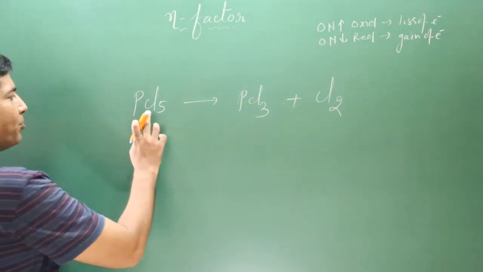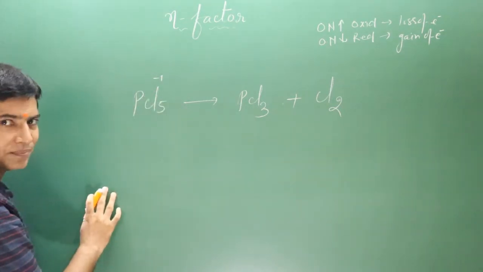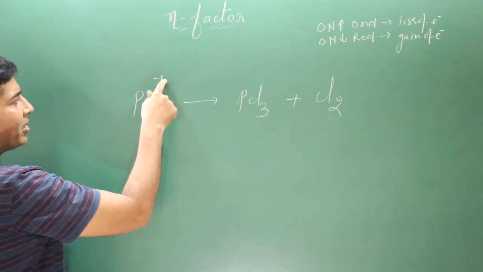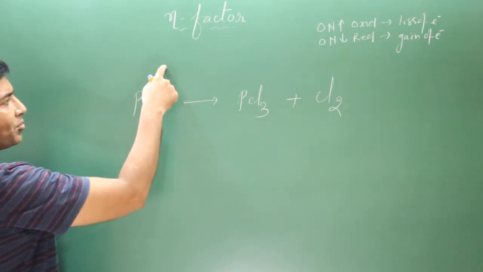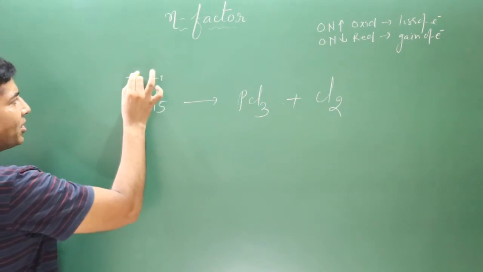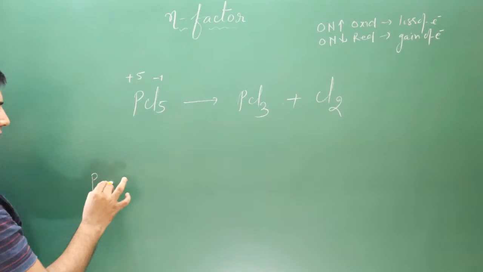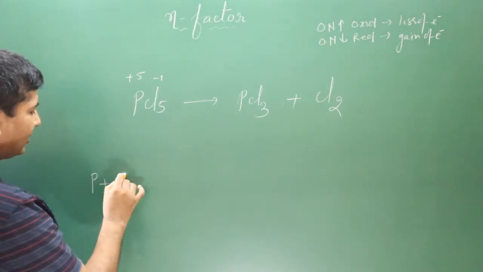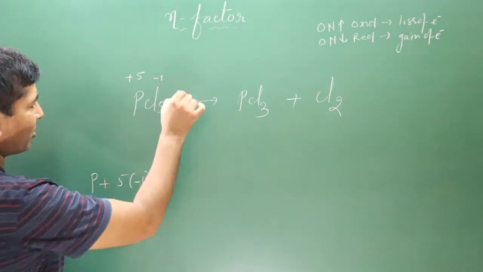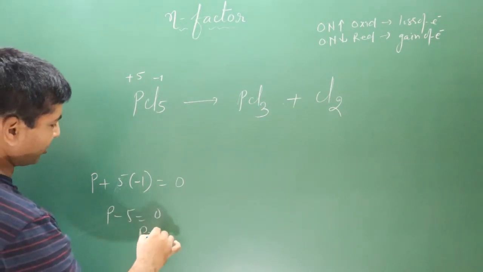You can see PCl5 is there. Cl is what? -1, halogen is -1. So 5 multiplied by -1, the total negative charge will be -5. Then over the phosphorus, the total positive charge will be +5. Very simple. Otherwise you can calculate P plus 5 Cl, each Cl is -1, and it is a neutral molecule, equal to 0. Then we get P minus 5 is equal to 0, so P is equal to +5.